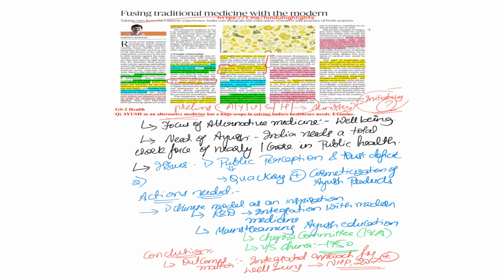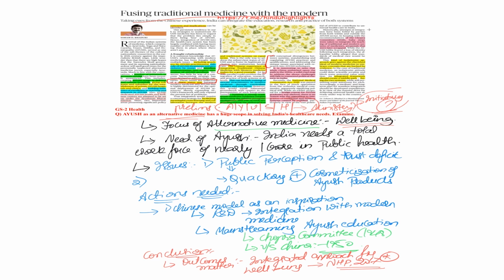Now, what is the need for Ayush? Traditionally, the focus of alternative medicine is well-being. The World Health Organization defines health as a state of well-being, but not just absence of disease. It is this emphasis on well-being that makes alternative medicine a useful tool for the Indian context. India has a need of almost 1 crore workers in its public healthcare service, and Ayush is seen as a potential tool to fill this gap.